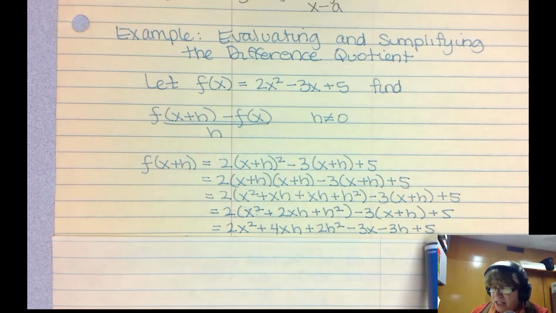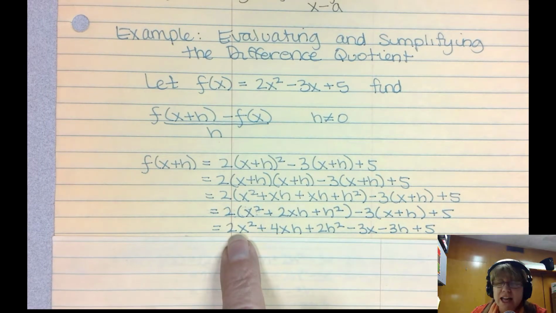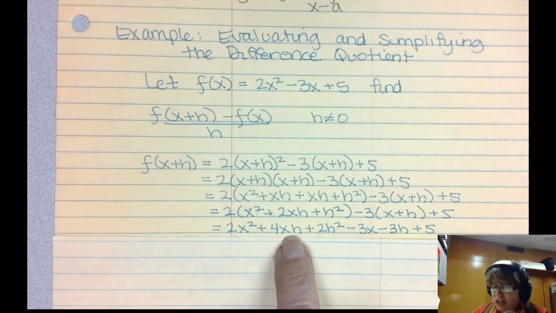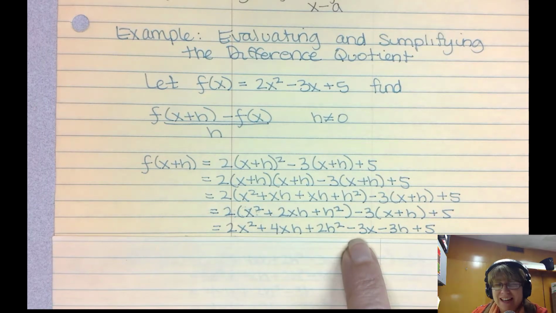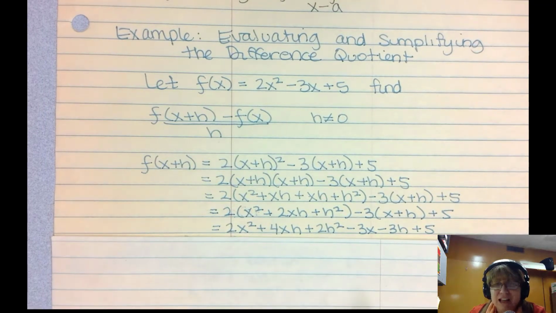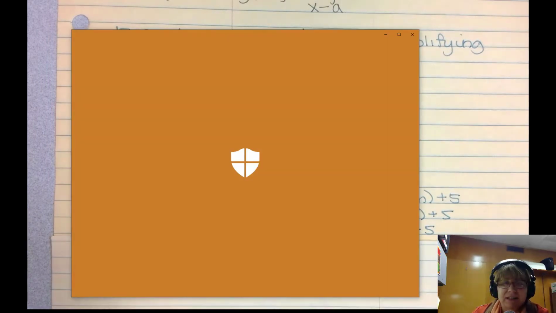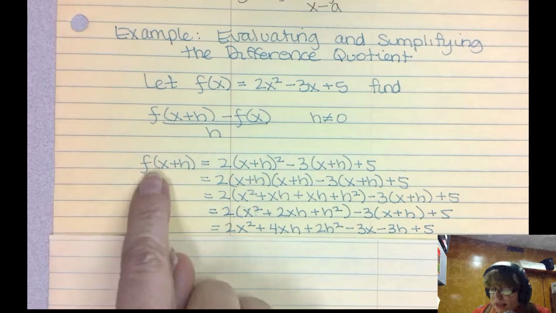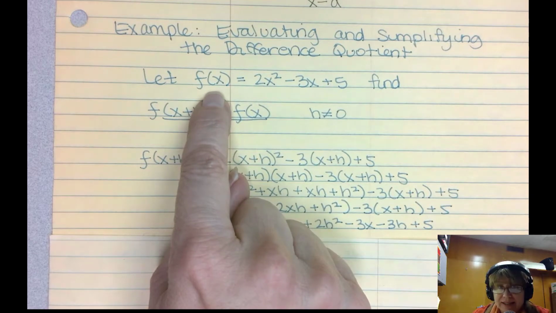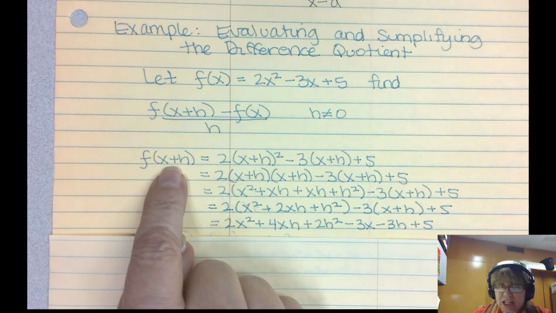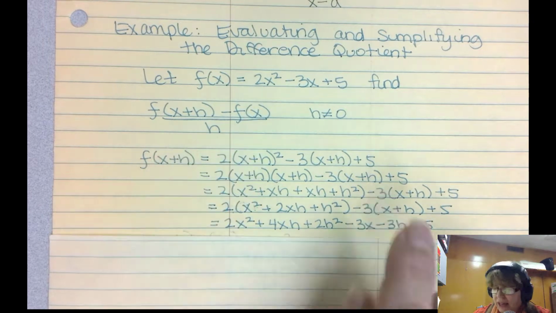All right, that's pretty much it. There is nothing else I can combine. There are no other x squareds, no other xh's to combine, no other h squareds, and no other x's, h's, or constants. So that is what f of x plus h actually is. Now I know what f of x is, and I know what f of x plus h is. I am ready to start plugging everything in.